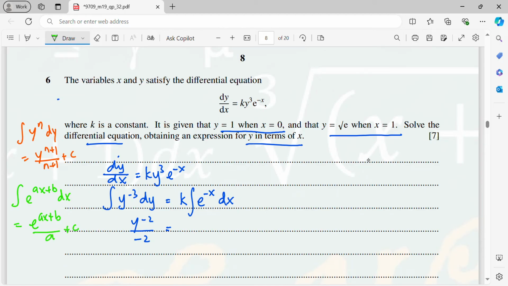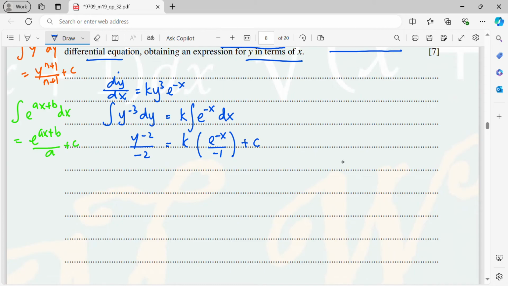After that, plus c. So now I will be getting k e power negative x over negative 1, then plus c. Okay, now I will rearrange. The power of negative 2 for the y, I will move it down. Therefore, you will be getting negative 1 over 2y squared. Then the minus 1 combined with the k will be minus k. The e power negative x, you can just rewrite, and plus c.